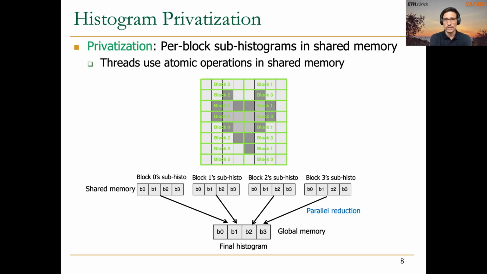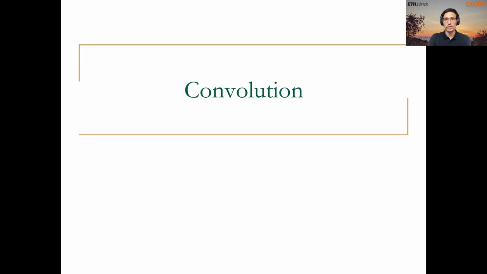So we were discussing a few important optimizations in order to improve the performance of histogram computation. The most important one was privatization, that essentially consists of creating some sub-histograms. In the case of the GPUs, we create per-block sub-histograms in shared memory, and at the end of the execution, when these sub-histograms are complete, we perform a parallel reduction in order to obtain the final histogram in global memory. Okay, let's talk about convolution.